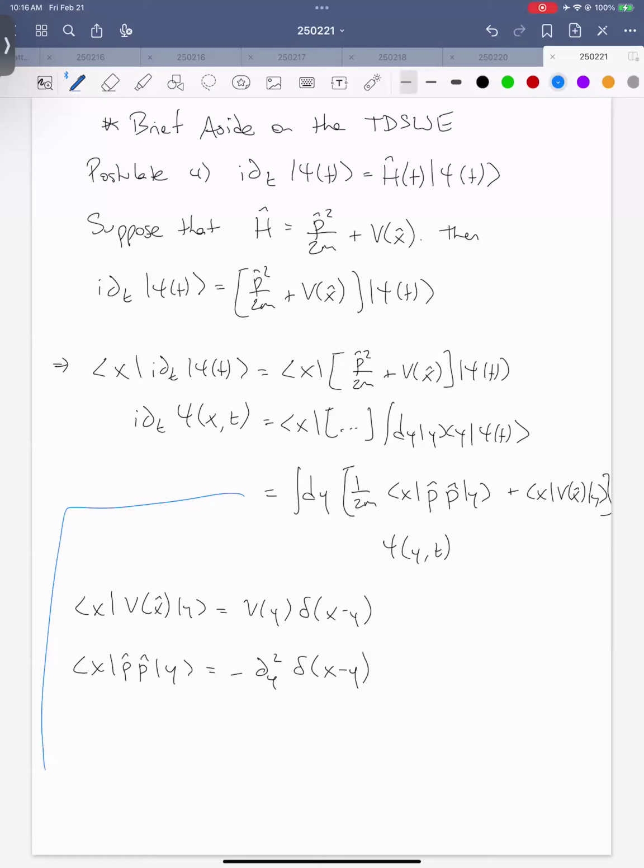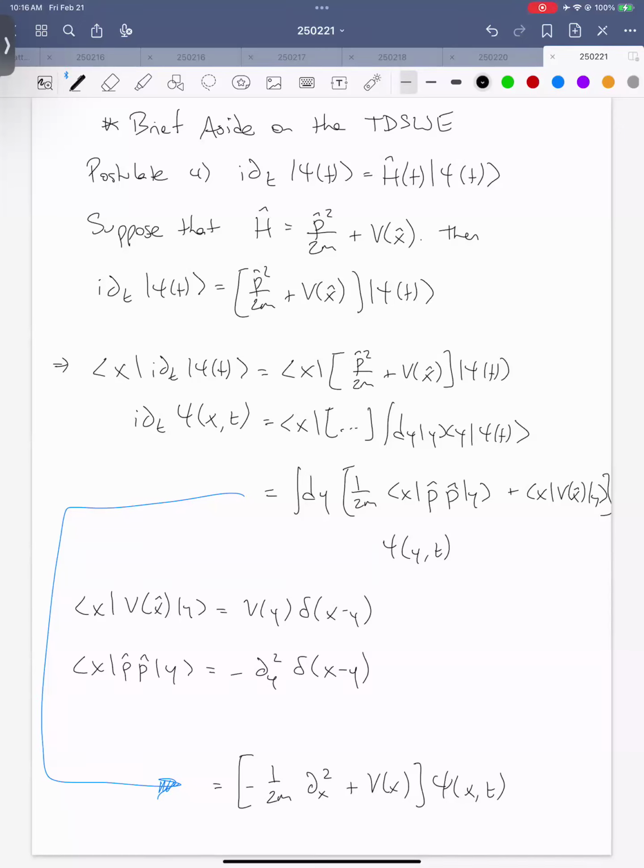So bringing this down, it's going to be equal to, integrating by parts twice and collapsing the delta function, minus 1 over 2m d squared by dx squared plus V of x, acting on psi of x and t. I did take some of those bits quickly. I could go more slowly if you would like.